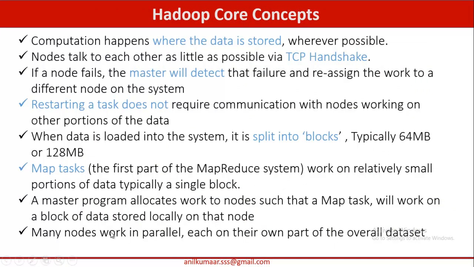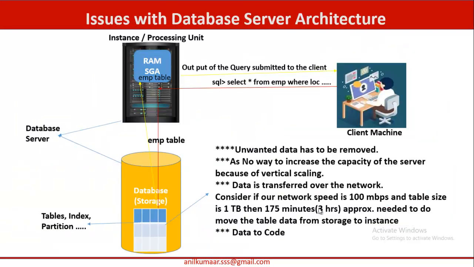I also explained what you mean by this master program, and how it allocates work to worker nodes such as a map task. There is a process called job tracker, which allocates the work. So job tracker and task tracker, along with name node and data node, all these components we'll discuss in the architecture part in our next session. So back to the discussion.